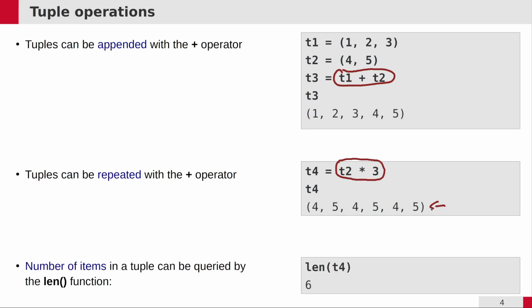If you want to know the number of items in the tuple, that's also very simple. You're just using the len function, similar to how we could get the length of a string, the number of characters in the string. We can get the number of items in the tuple using the len function, and T4, which has 6 elements, would of course return 6.